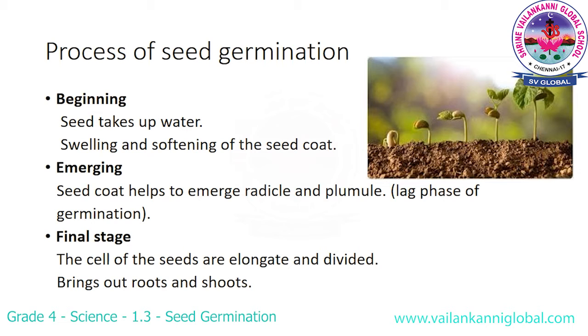After the emerging of the radicle and the plumule, the seed activates its internal physiology and starts to respire, produces protein and metabolizes the stored food. This is the lag phase of seed germination. In this stage, the cells of the seeds are elongated and divided. This is the final stage, which brings the root and radicle out of the seed, and the cotyledons are expanded, which are the true leaves of the new plant.